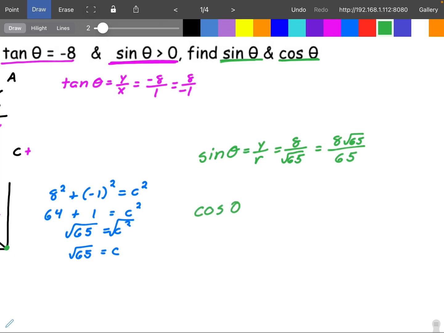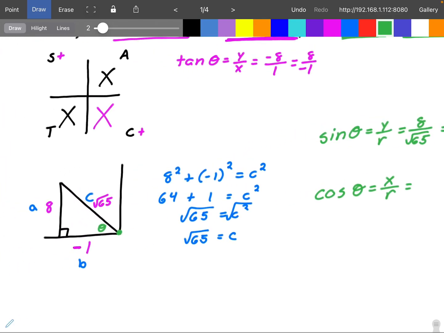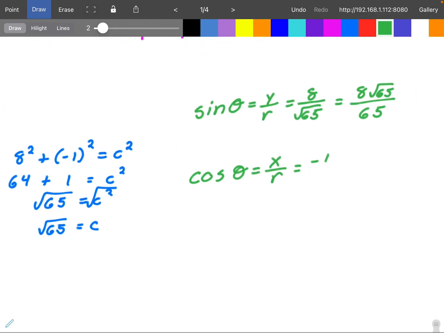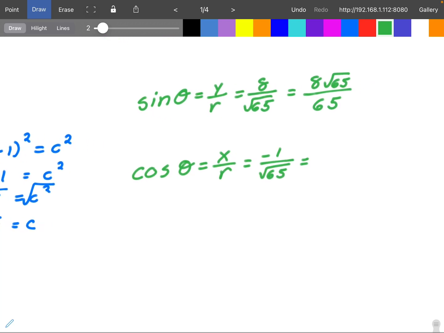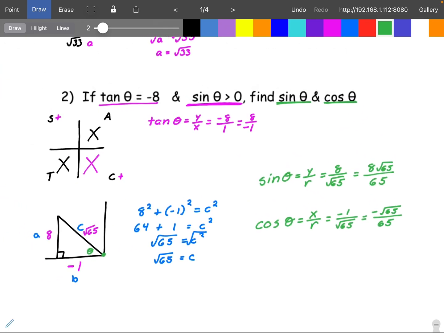Now we also want to find cosine theta. And if we remember back from chapter 4, cosine theta is x over r. And we have to do it over r because, again, it's not a unit circle, so r is not 1. So x, according to our triangle, is -1. And then that goes over the hypotenuse, which is the square root of 65. And that one also has to be rationalized because we can't leave the radical in the denominator. So then that would be negative, and I don't really need the 1, so negative square root of 65 over regular 65. And so that would be our sine and our cosine.